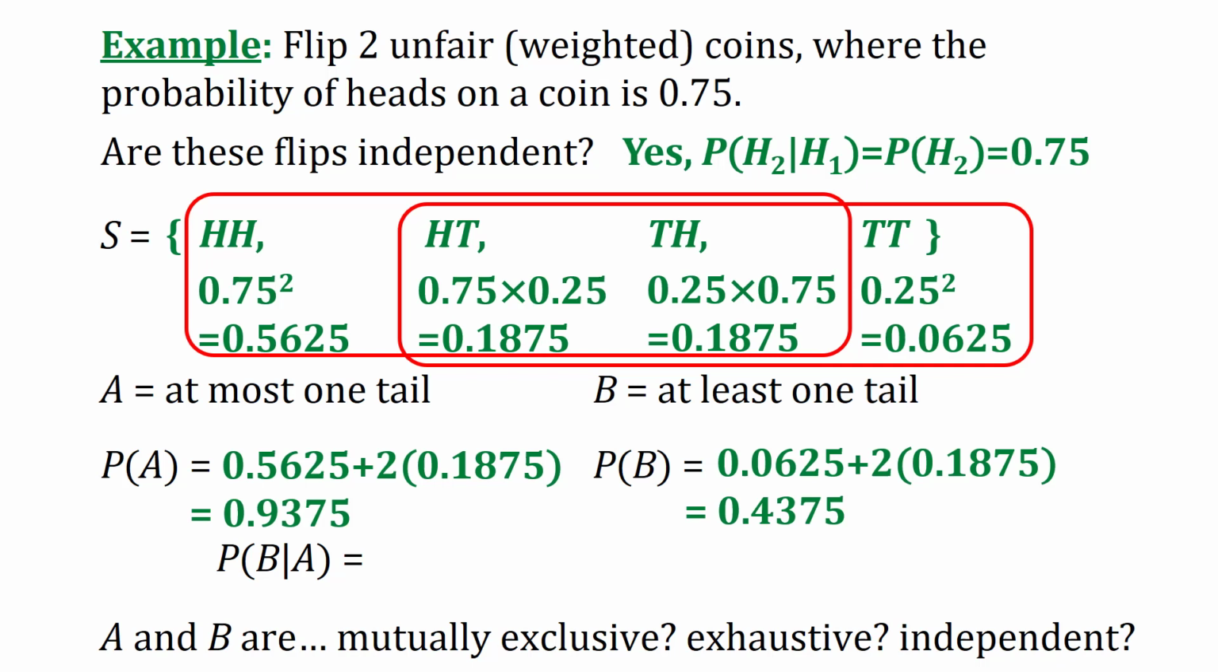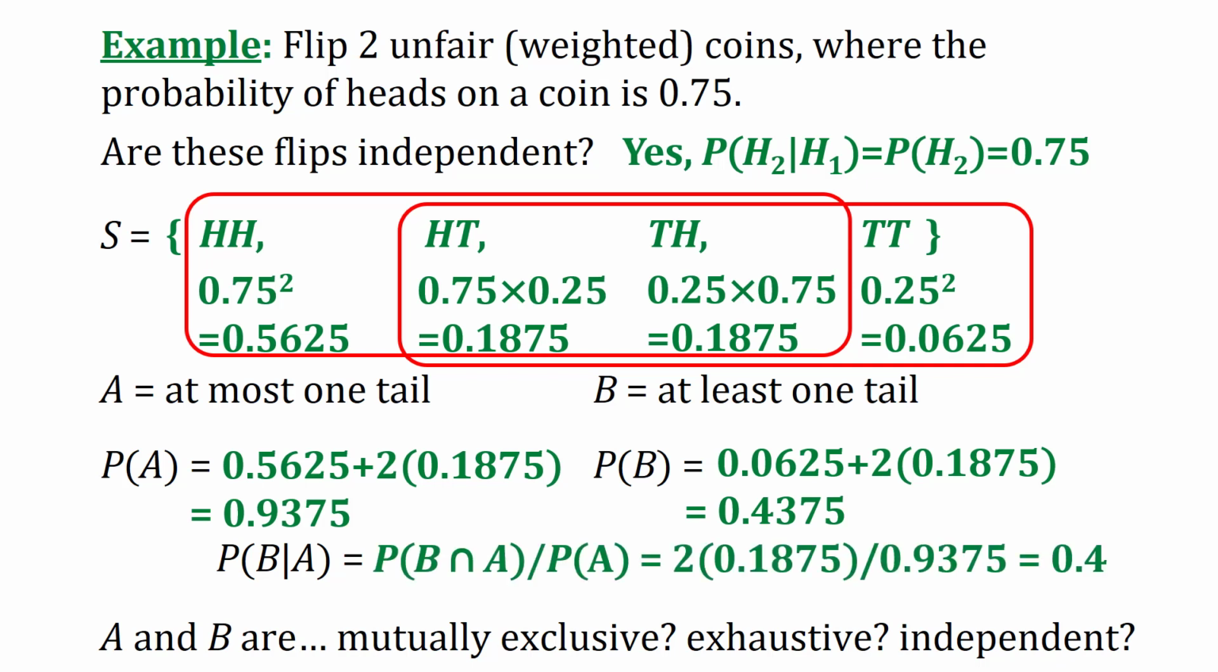So if you remember back to our equation for conditional probability, I look at the intersection of the two. In my picture, that's pretty easy. It's where the two red circles overlap. It's those two outcomes where there is exactly one tail. So I add up those probabilities, and then I divide by the given event's probability of A, which we just found. And that gives me a probability of 0.4.